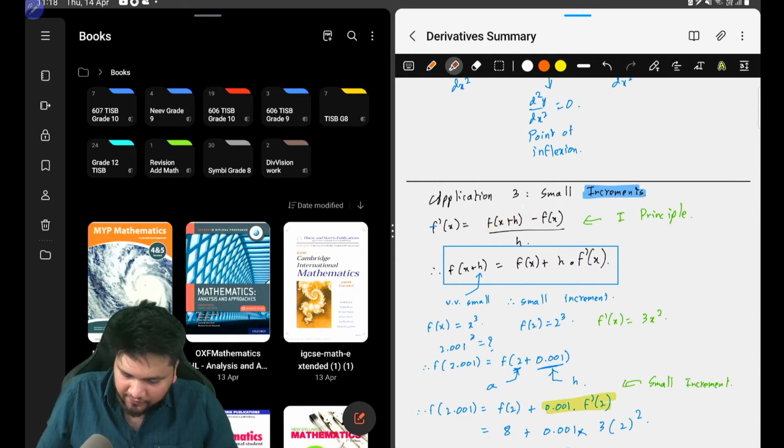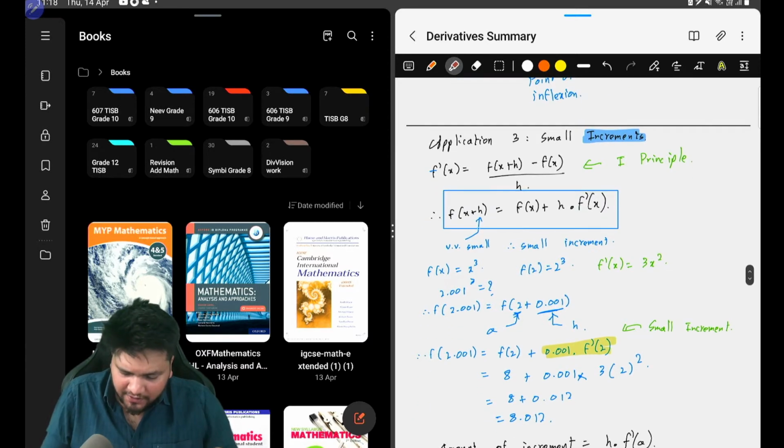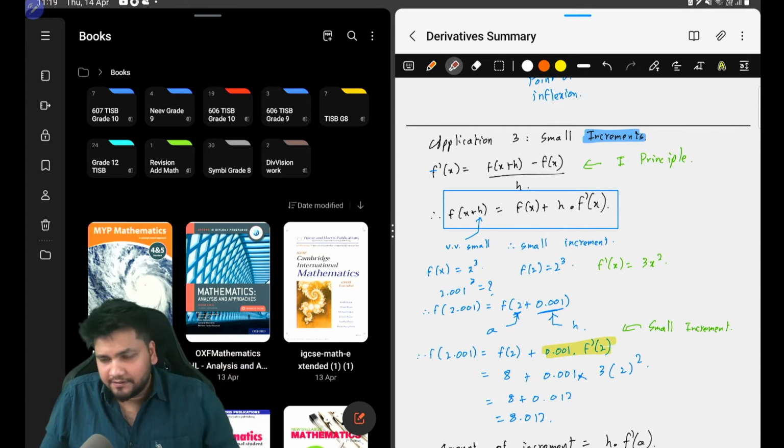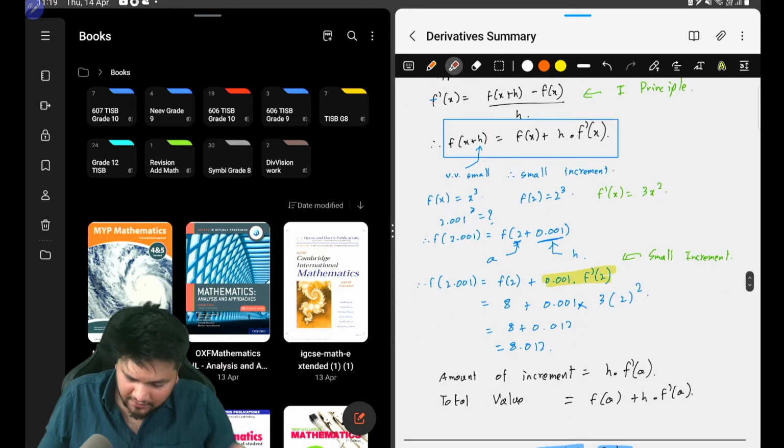So I got f of x plus h as f of x plus h into f dash of x. Remember, h is very very small, okay? So therefore there is this small increment. This is only valid when the value with which we need to differentiate, that's going to be very very small. As in, see, here it is 2.